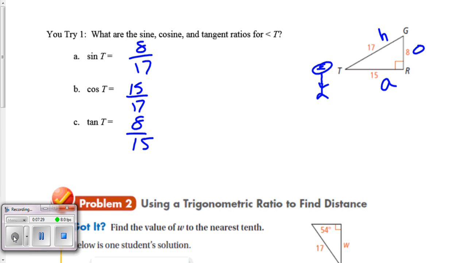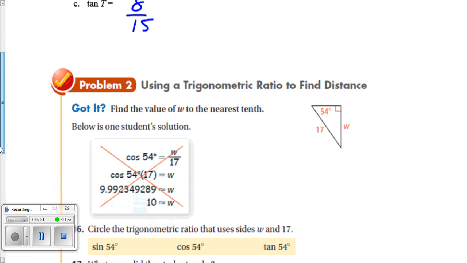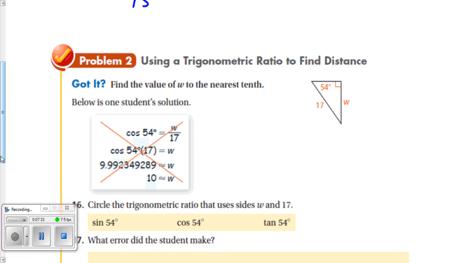All right, guys, now we're going to actually solve some problems. Okay, so the problem says find the value of W to the nearest tenth. Below is one student's solution. They said the cosine of 54 equals W over 17, etc., and they got an answer, but they are wrong. And this says let's figure out why.